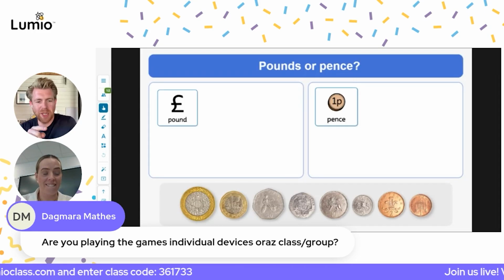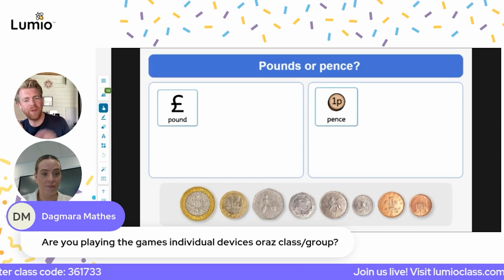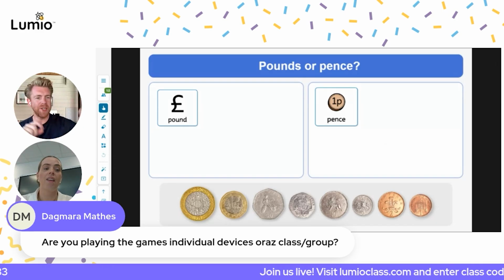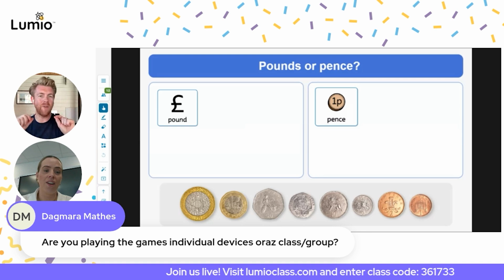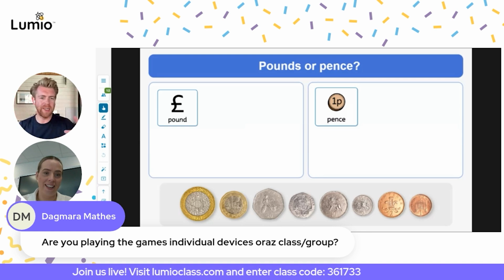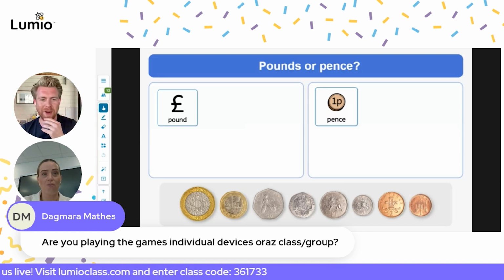Just to add to that, the question here is, are you playing these games on individual devices or just at the front? And how do you manage that balance of this one's at the front, this one's on devices? Can you just expand on that for a moment?